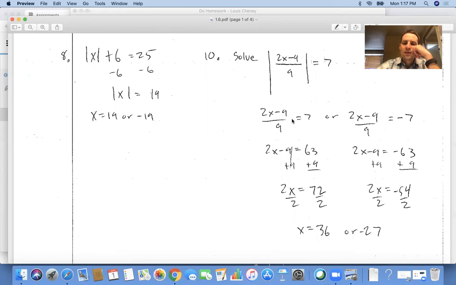So here I multiplied 9 on both sides to get 63. Then I added 9 to get 72. Dividing by 2, I got 36. That's one answer. Here, the same thing, times by 9, I get negative 63. Add 9 on both sides, I get negative 54. Divide by 2, I get negative 27 out of that.